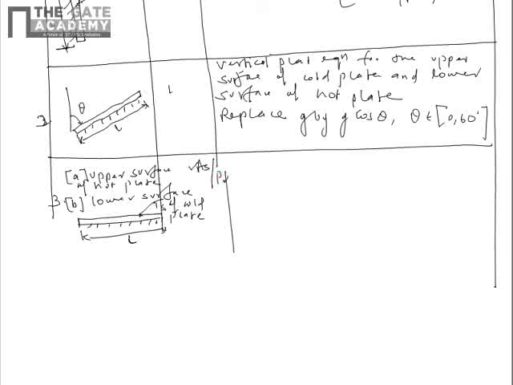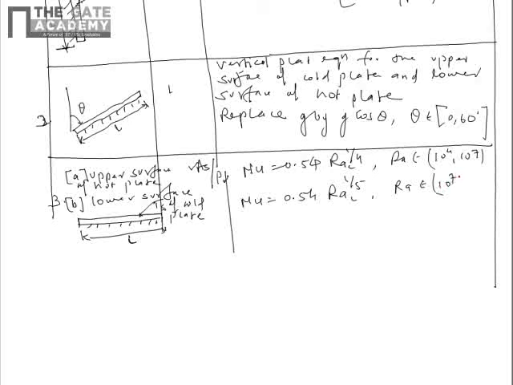and the Nusselt number is given as 0.54 into Rayleigh number to the power 1 by 4 if Rayleigh number is between 10 to the power 4 to 10 to the power 7, and Nusselt number is given as 0.15 Rayleigh number to the power 1 by 3 if Rayleigh number is between 10 to the power 7 to 10 to the power 11.